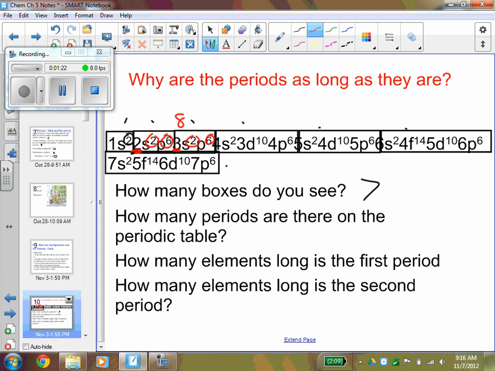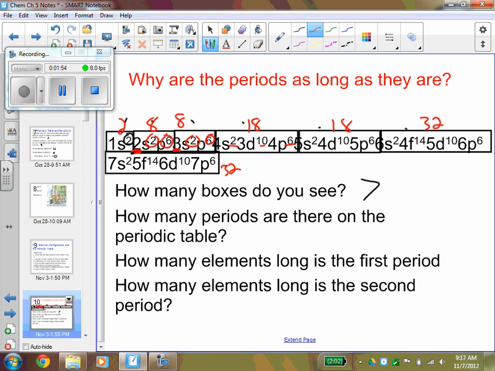The fourth period jumps up to 18 elements: 2 plus 10 plus 6 gives me 18. The fifth period is also 18. And then I get up to 32, and period 7 can possibly have 32 as well. So there's my 2, 8, 8, 18, 18, 32, and so on. That's my periodic law.